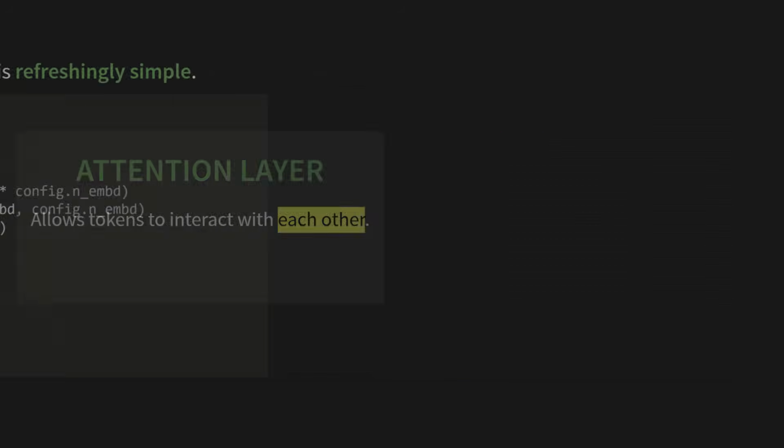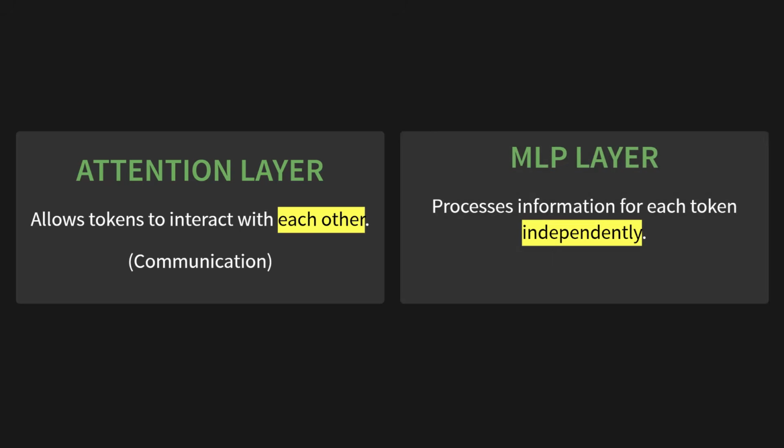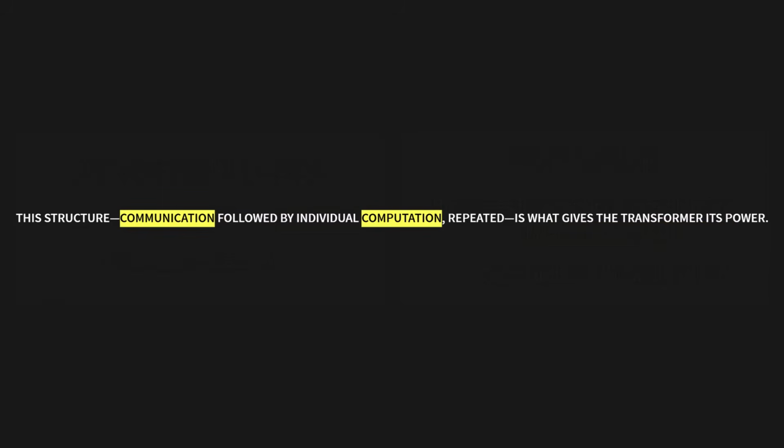The attention layer allows tokens to interact with each other. That's the communication part. The MLP layer, however, processes information for each token independently. This is the computation or thinking part. This structure, communication followed by individual computation repeated over and over, is what gives the transformer its power.